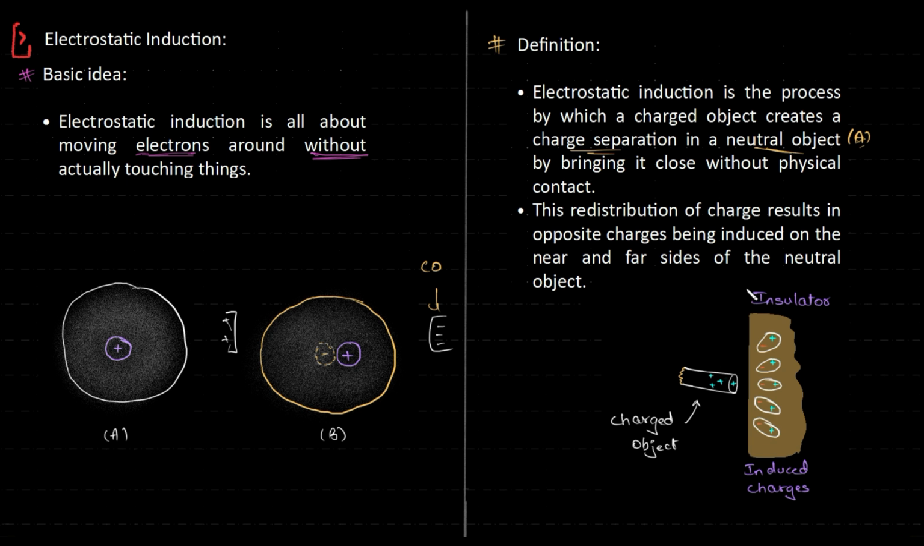One more example is, say we have a wall or any insulating material. We get a charged object near that. The atoms will rearrange in this way. The electrons will start moving in such a way that it's more negative to the left.